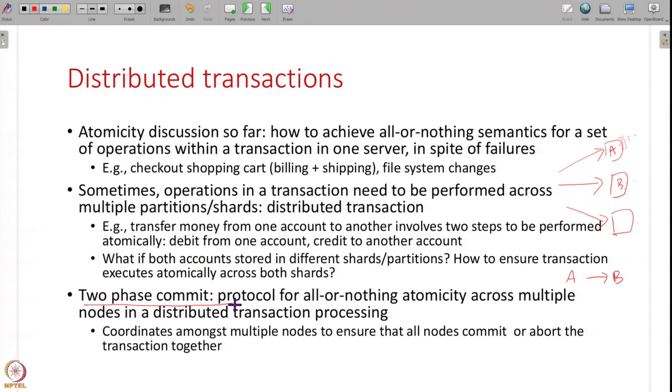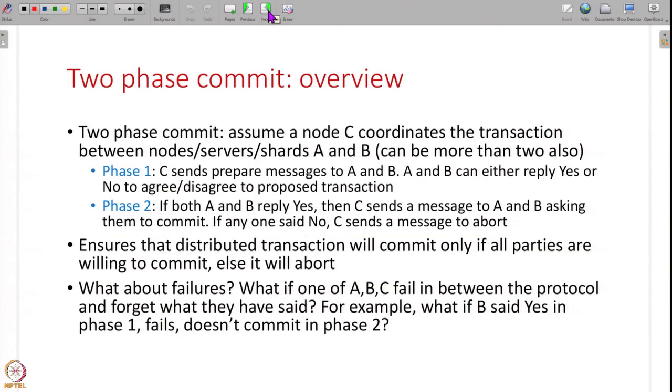So, the basic idea is the same as what we have seen of write ahead logging earlier, but it is a little bit more complicated by the fact that now you have to coordinate across multiple different nodes. Okay, so let us briefly see how two phase commit works. Like from the name, it is obvious that there are two phases in the protocol. So, assume that you have a node C that is coordinating a transaction between two different nodes A and B. The transaction has multiple steps, some of which run at A, some of which run at B, and of course this protocol can be extended to 3, 4, however many nodes you want, it is not just for two nodes.